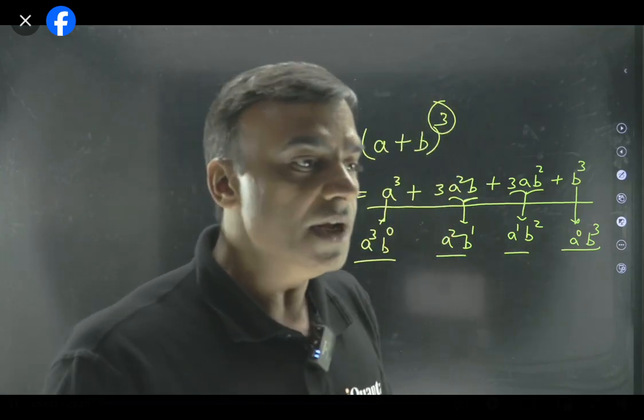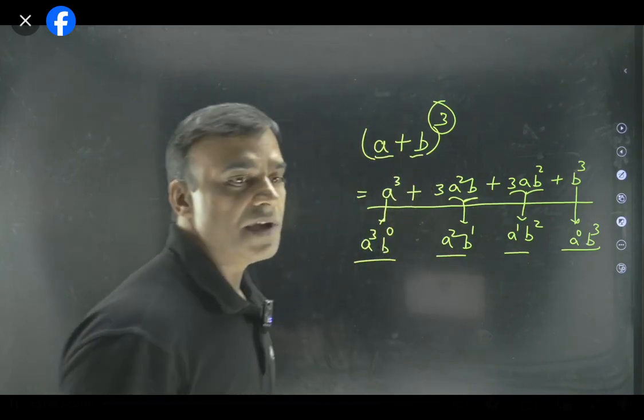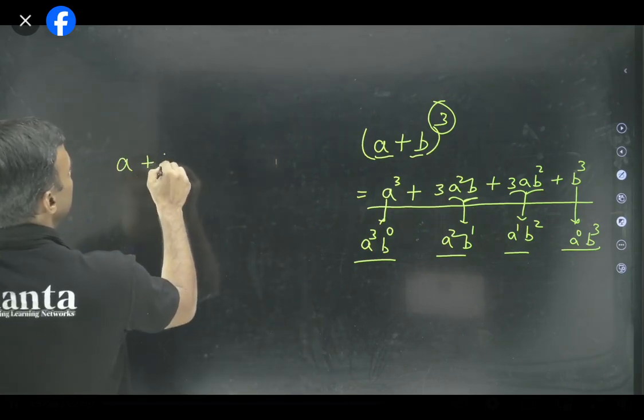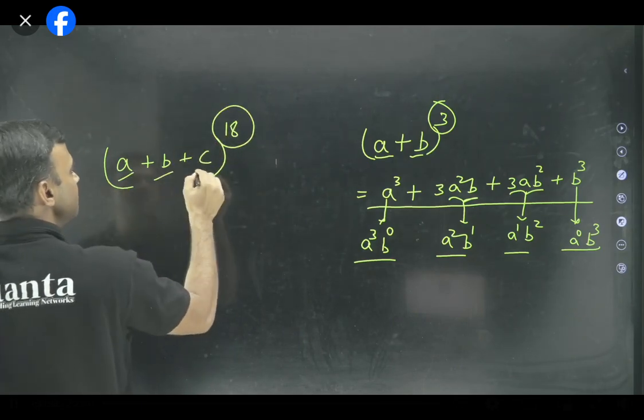So there are 4 terms created. How? By distributing 3 power among 2 variables. What are the variables here? A and B. These are the variables. Similarly, in the question that we had, that was A plus B plus C to the power 18. So the power was 18 and the number of variables is 3.